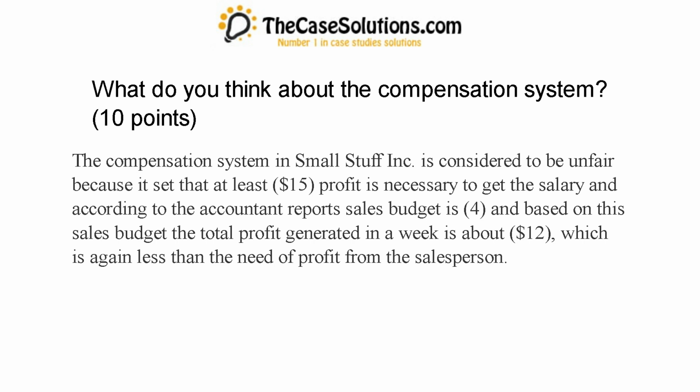10 points. The compensation system in Small Stuff Incorporated is considered to be unfair because it's set that at least $15 profit is necessary to get the salary, and according to the accountant's report the sales budget is 4, and based on this sales budget the total profit generated in a week is about $12, which is less than the profit needed from the salesperson.